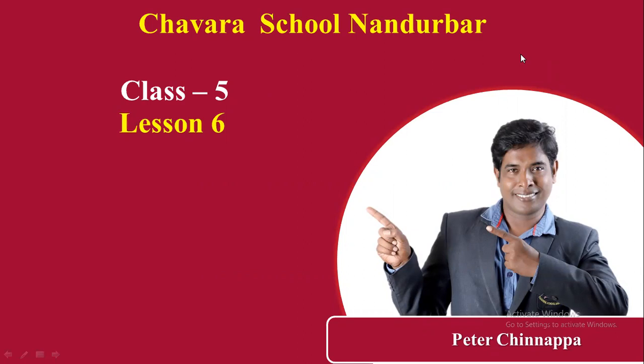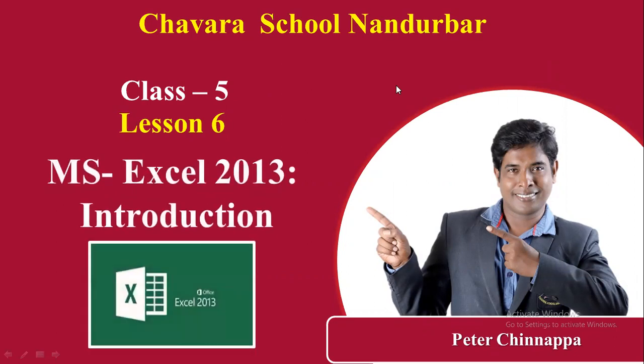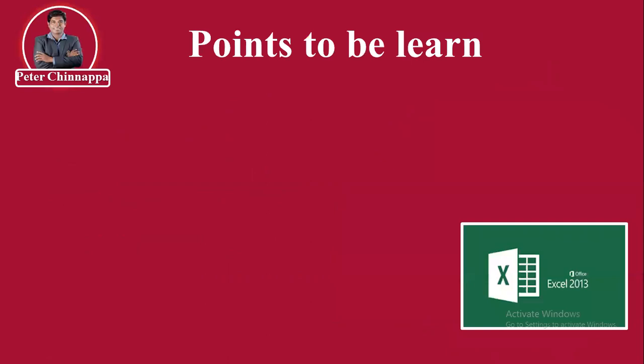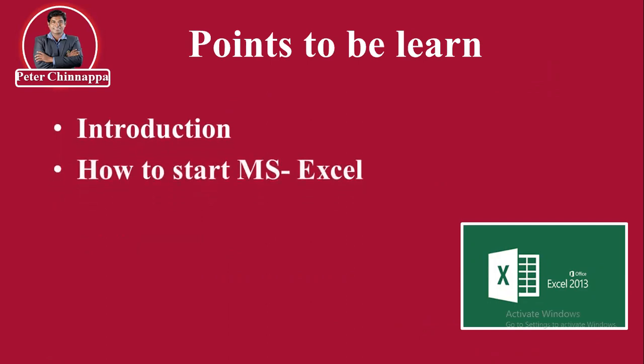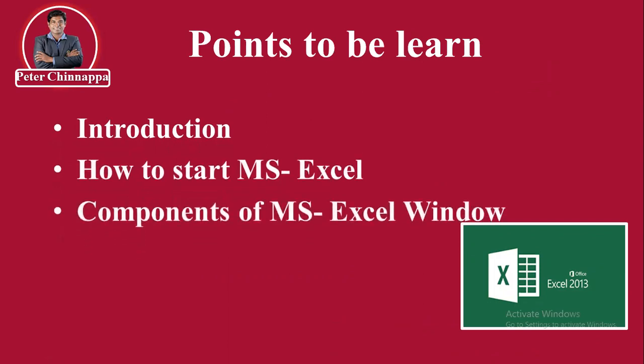In the previous lesson, we already started lesson number 6, that is Microsoft Excel 2013 introduction. We learned the points we are going to cover. We covered the introduction of Microsoft Excel, how to start Microsoft Excel, and the components of Microsoft Excel: title bar, tabs, ribbons, quick access toolbar, scroll bar, columns, rows, sheet tab. All those components we have learned.